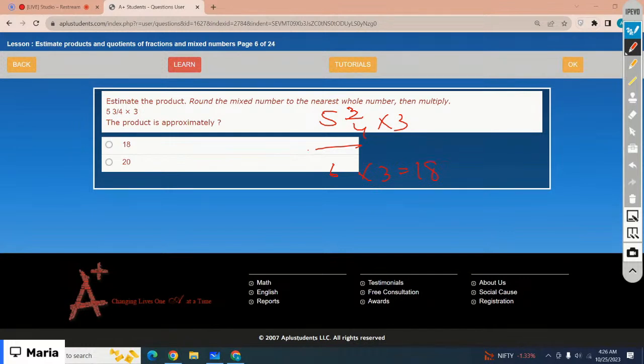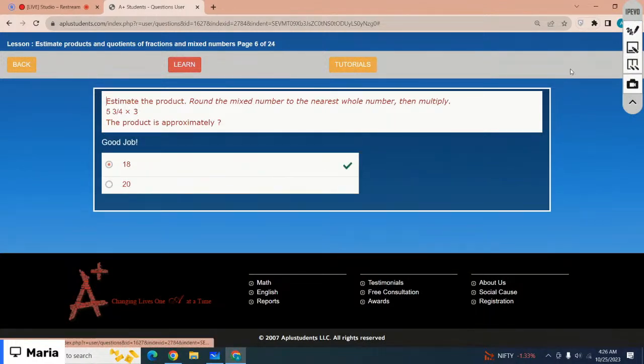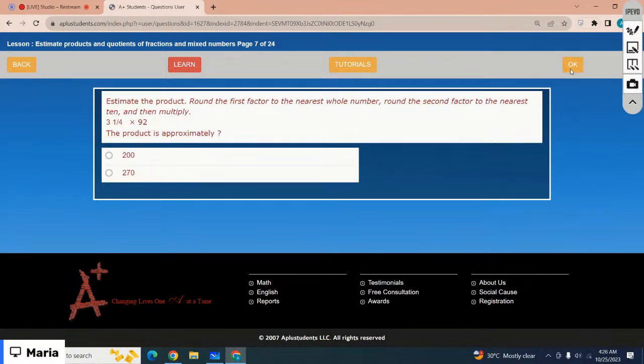18. The correct option is 18. Okay, the next one is 3 whole 1 by 4 times 92. So which is the correct option?